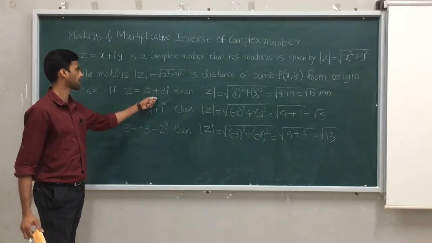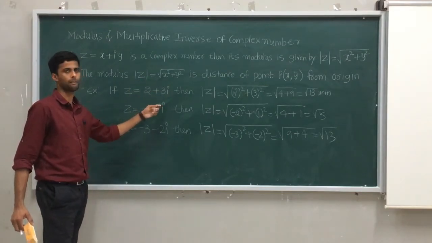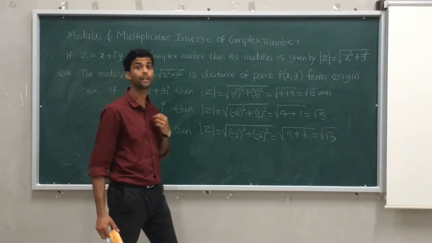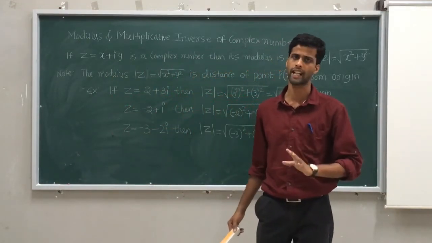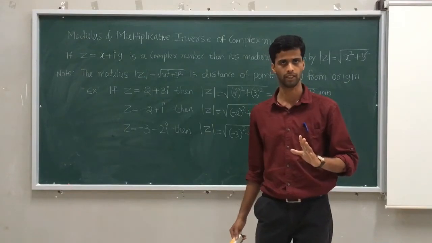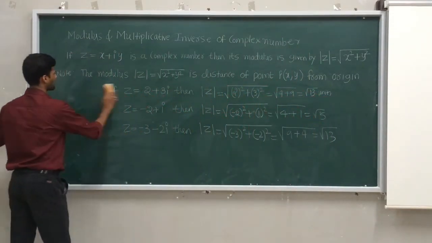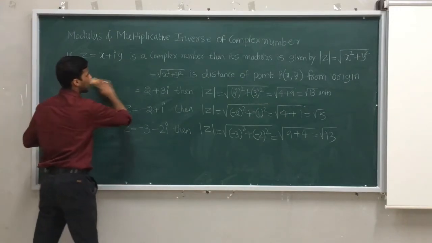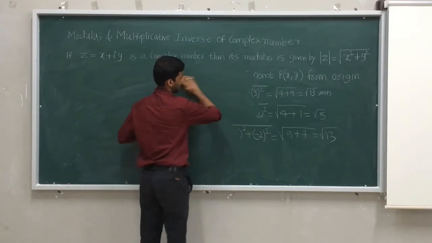So whatever real part is there, that's square, plus the imaginary part. Imaginary part means you will always consider the coefficient of i. It may be plus or minus, you need to take it into consideration. That is most important, my dear students. Understood? So that is the important fact. Now based on modulus, I want to tell you a few things which help you a lot.